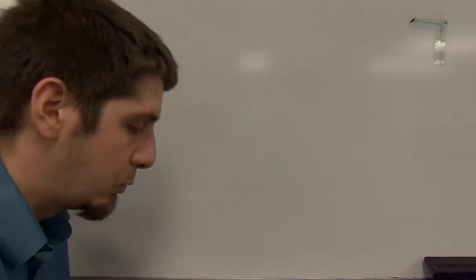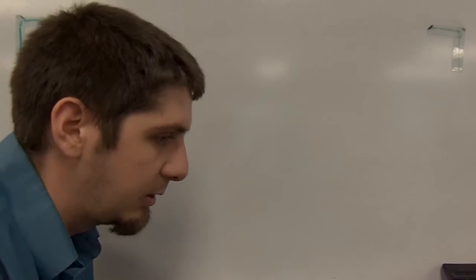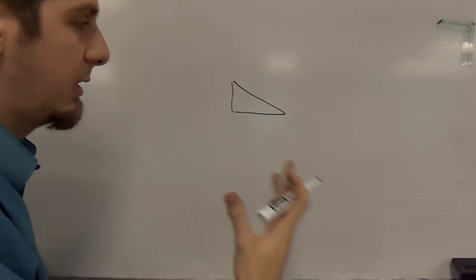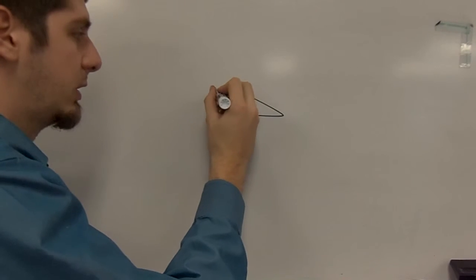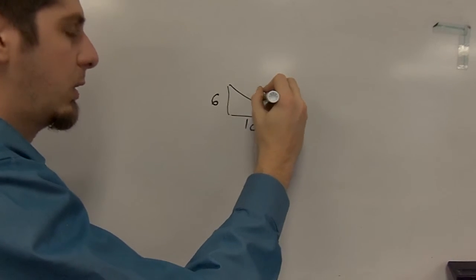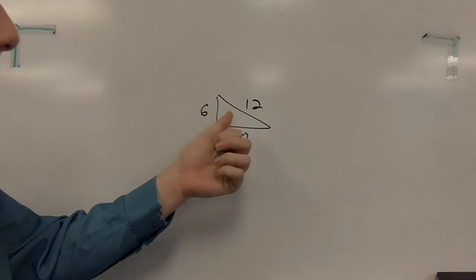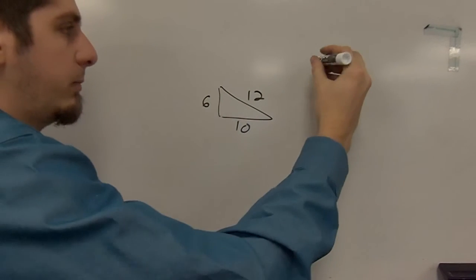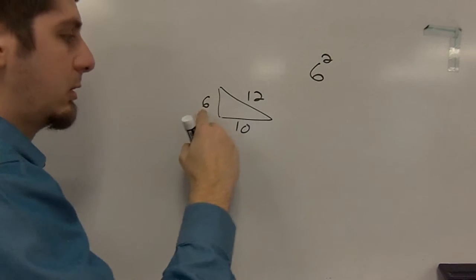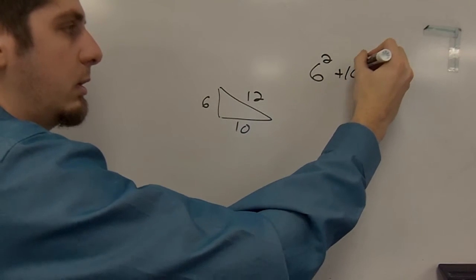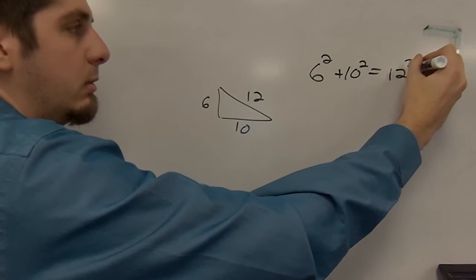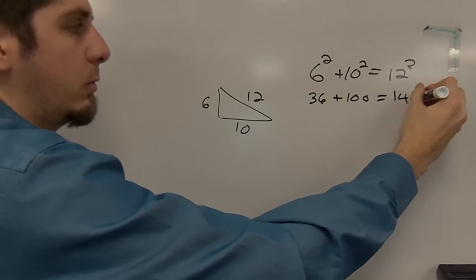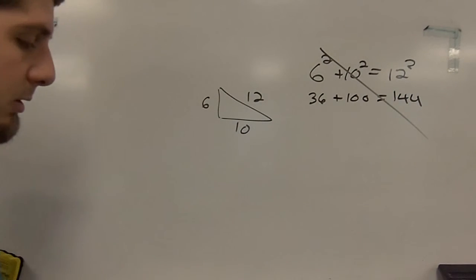So that's really all there is to Pythagorean theorem. I think real quick before I end the video, I'll just go over one more time. If you're given the side lengths of a right triangle, such as, let's go with 6, 10, and 12, and you want to test out, is this really a right triangle? Are these side lengths accurate? Test it out. Here are the legs, so 6 squared plus 10 squared. Does it equal 12 squared? 36 plus 100. Does it equal 144? No, it does not. That is not a right triangle.